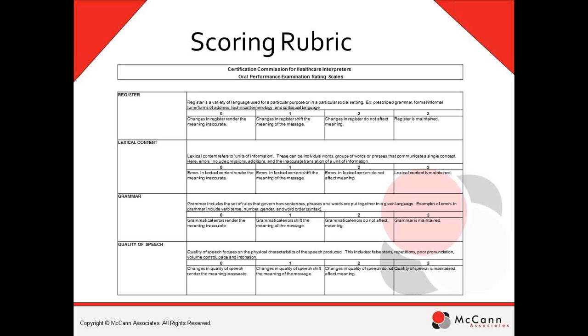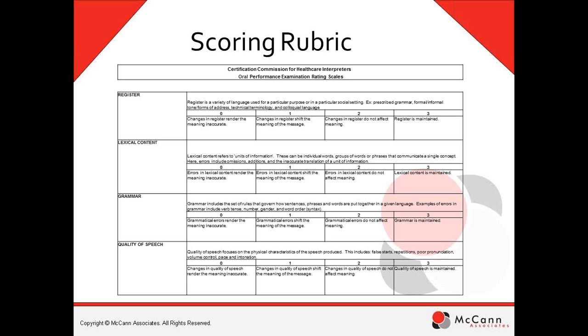Our fourth and final domain is the quality of speech. In this context, quality of speech focuses on the physical characteristics of the speech produced. This includes false starts, repetitions, poor pronunciation, volume control, pace, and intonation.